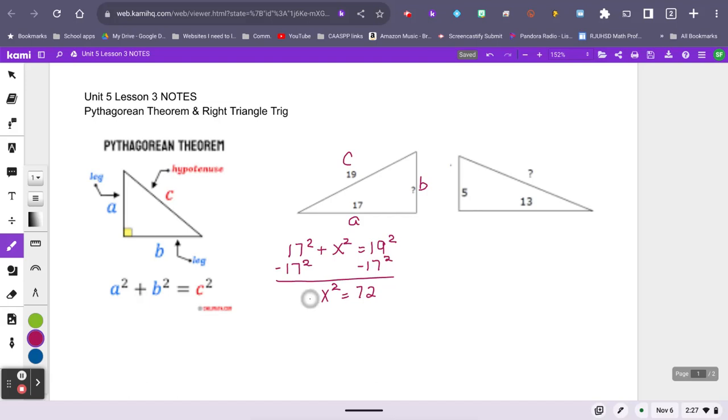Now to get rid of the square, we're going to do the square root. And we're only going to do the positive number. We don't need to worry about the negative of a square root this time because the length cannot be negative. And we're going to get x to be about 8.49.